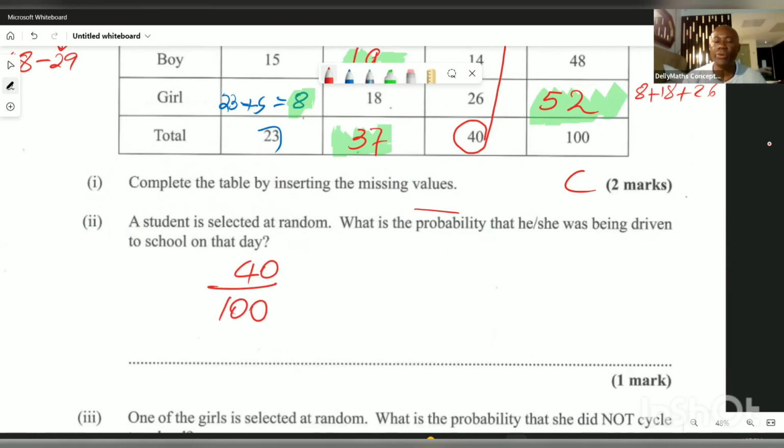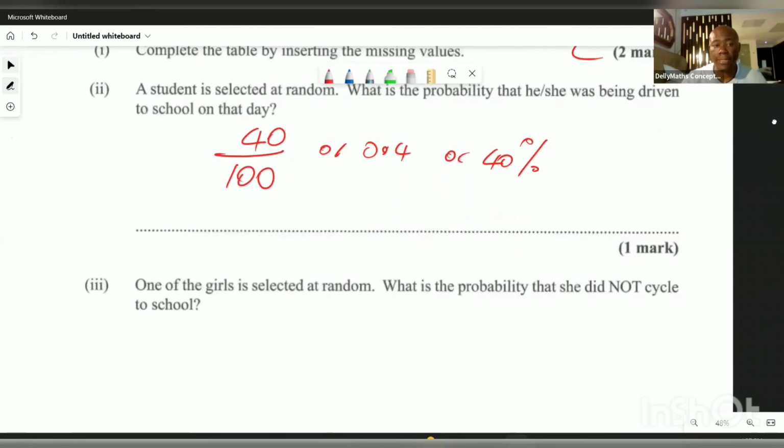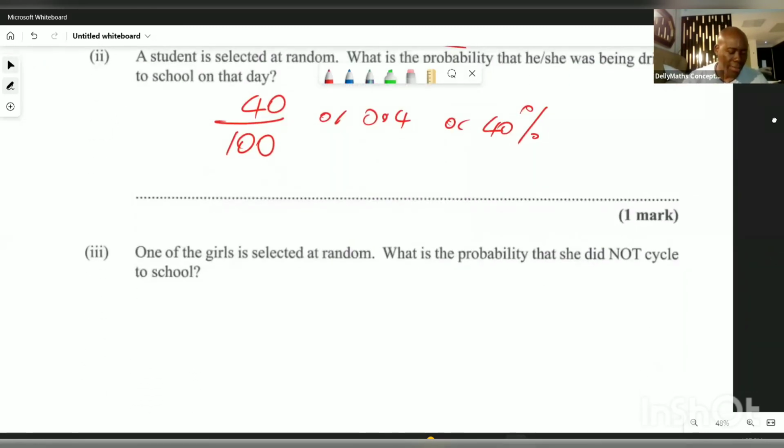They didn't say to the lowest term, but that is correct. If you want to break it down, you can say 0.4, or you want to say 40%, all of those responses are okay. So definitely 40 over 100 would have been that probability. Let's look at the other one.